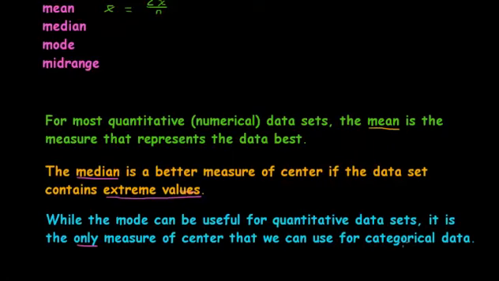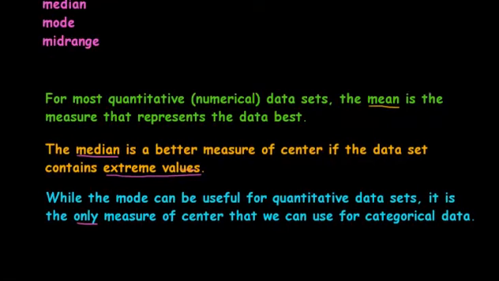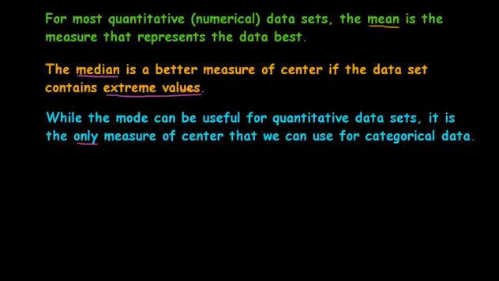Okay, and so finally, the last thing I want to mention with respect to measures of central tendency has to do with the distribution or the shape of the data. When the mean equals the median equals the mode, these 3 important measures of central tendency are equal to each other, we say that we have a symmetric distribution.